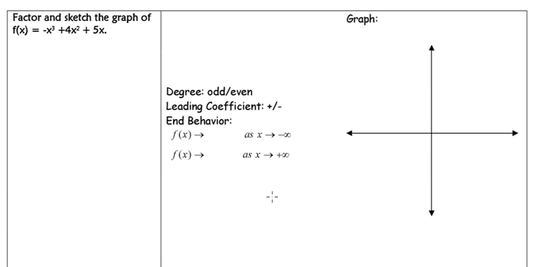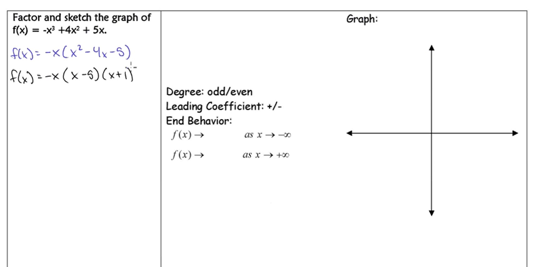All right, factor and sketch the graph f of x equals negative x cubed plus 4x squared plus 5x. So first off, it says to factor, and so f of x will be equal to, you can factor out a negative x from all these, so negative x times x squared minus 4x minus 5. And now that x squared minus 4x minus 5, that also can factor down. So we have f of x is equal to negative x times x minus 5 and x plus 1.